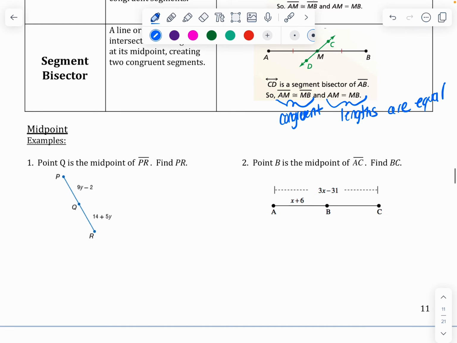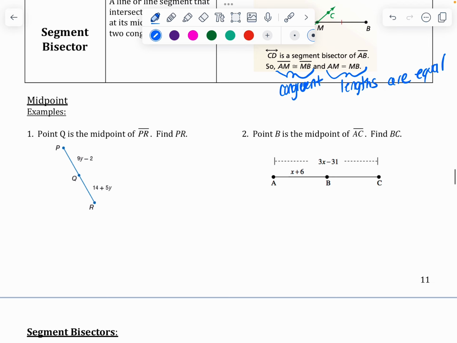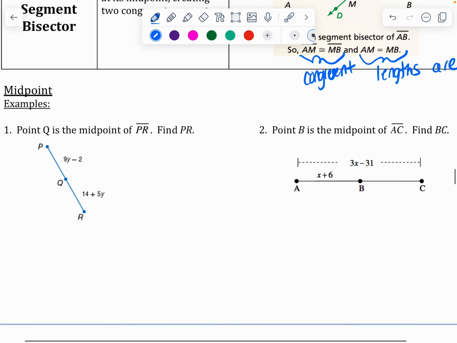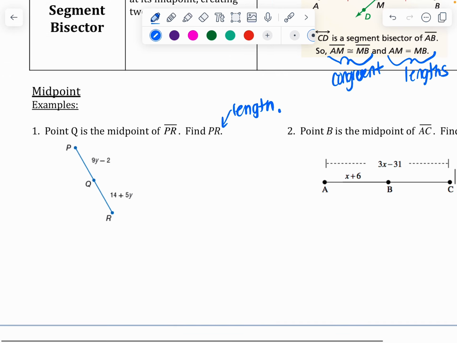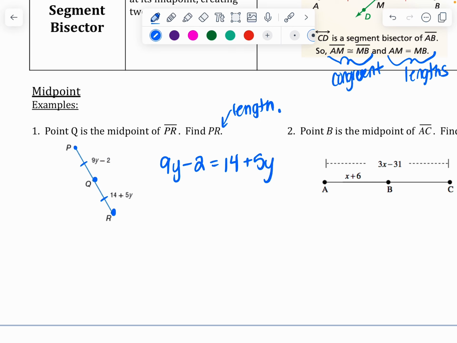So let's use those definitions to help us solve a few problems here in lengths. Okay, so if point Q is the midpoint of PR, find the length of PR. So this is referring to a length. And if Q is the midpoint, that means that this segment is congruent to this segment, PQ to QR, which means that you can set their lengths equal to each other, or PQ is equal to RQ, and then that's what it is mathematically.